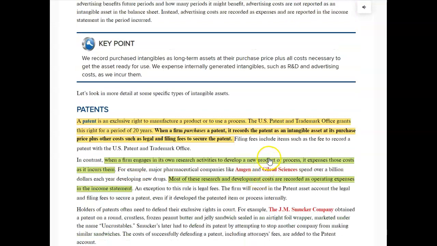Now, patents, you know what that is. The patent gives the patent owner a right of 20 years, and it may or may not be valuable for 20 years, but after 20 years, that process or whatever is open to anybody. Okay, so patent is good for only 20 years. If we purchase it, then what we'll do is record in a patent account, which is an intangible asset, the cost plus legal fees, filing fees, and other fees to secure the patent.